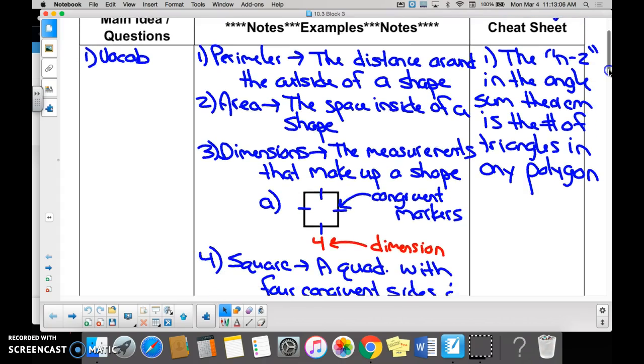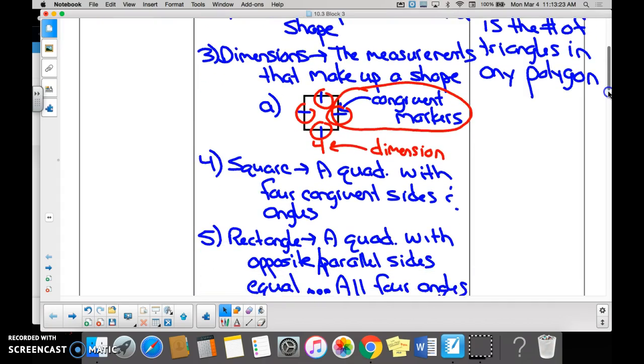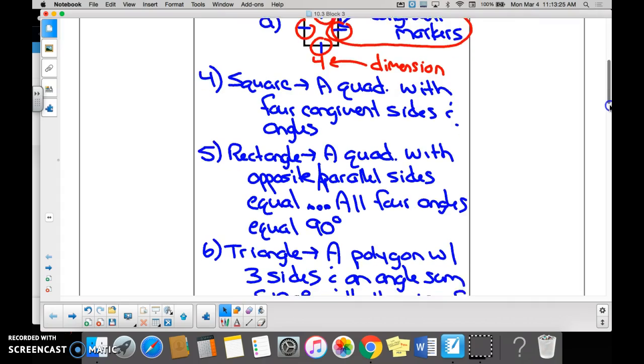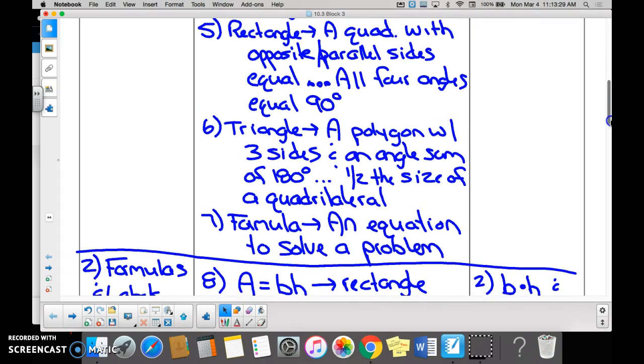Area, perimeter and area, I think we're pretty good at. I want to make sure that we remember these guys right here, congruent markers. So what does this mean if you have 4 of the exact same congruent markers? All sides are equal. In this case, it's going to be a square, right? Yep. Cool. Square, rectangle, definitions should be something you're cool with. Triangle, we said it was half the size of a quadrilateral.